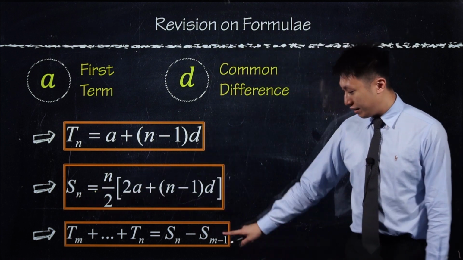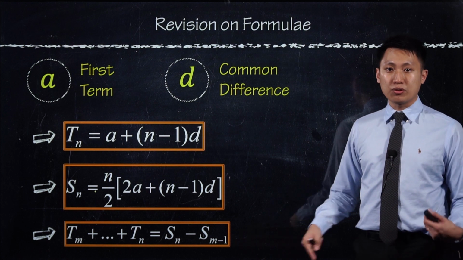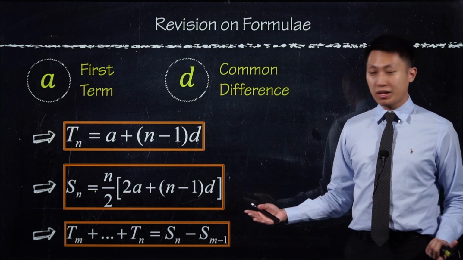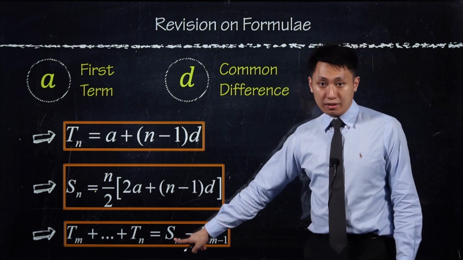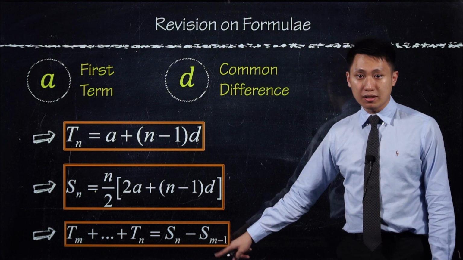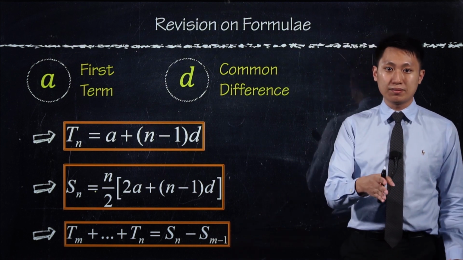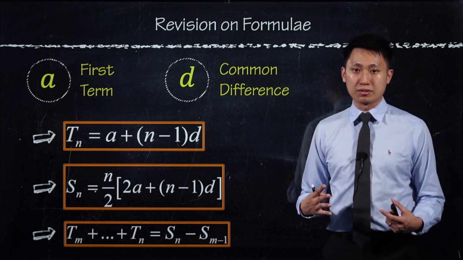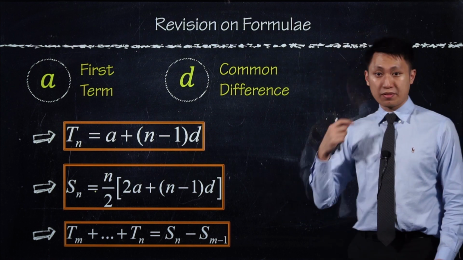Then the last one means that if you want the sum from maybe the 5th term to the 10th term, what you can do is take the sum of the first 10 terms minus the sum of the first 4 terms, because you want the 5th term to the 10th term. So you have to minus the sum of the first 4 terms. Okay? So I think we can get started.